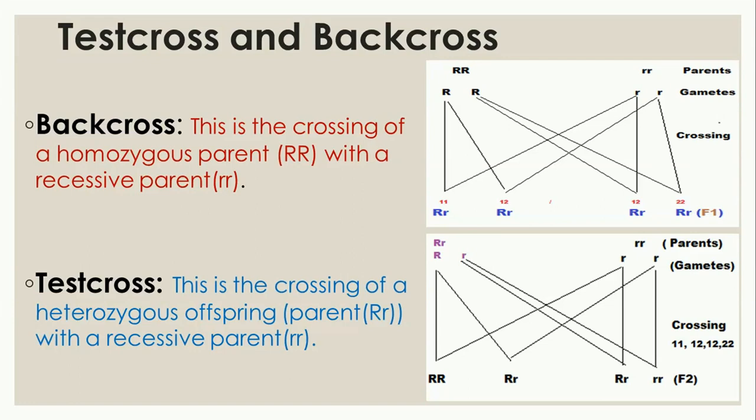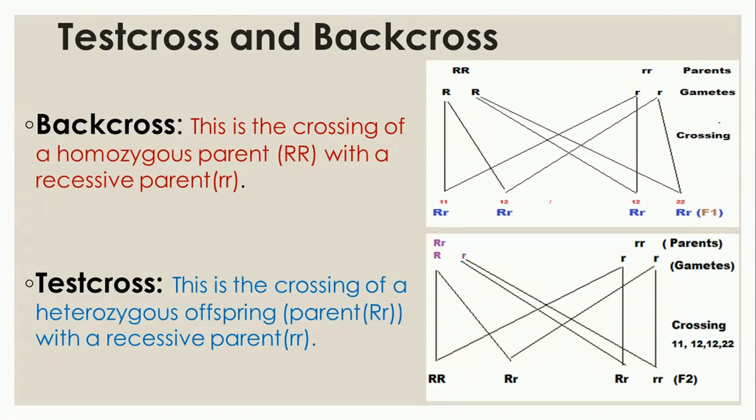Now backcross, this is the crossing of a homozygote dominant parent with a homozygote recessive parent. That is what backcross is all about, and you can see the crossing of that directly in front of that statement. And at the end, all the offsprings in F1, they were all what? Yes, they have the capital R. So let's take that one for redness. They were all red. Good.